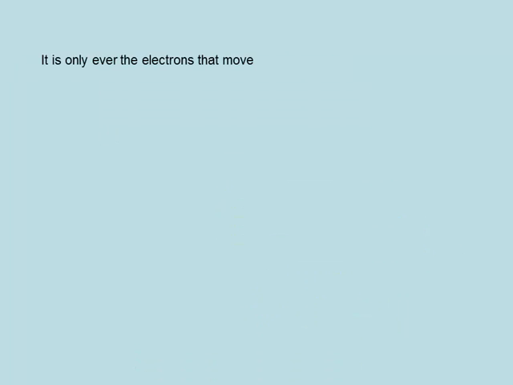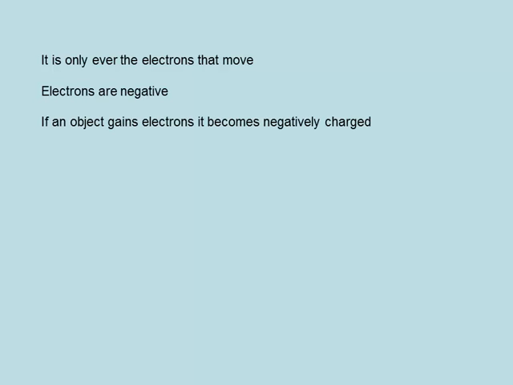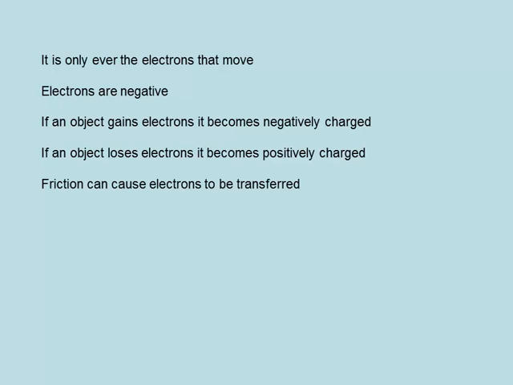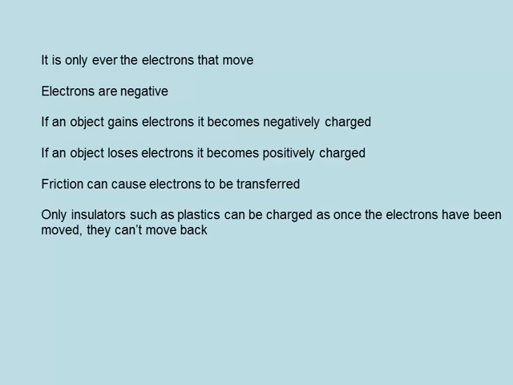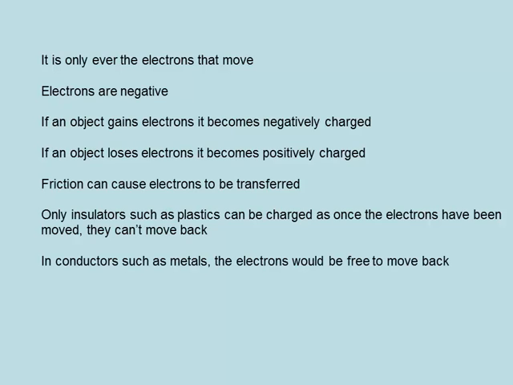It's only ever the electrons that move. Electrons are always negative. If an object gains electrons, it becomes negatively charged. If an object loses electrons, it becomes positively charged. Friction can cause electrons to be transferred. Only insulators such as plastics can be charged, as once the electrons have been moved, they can't move back. In conductors such as metals, the electrons would be free to move back.